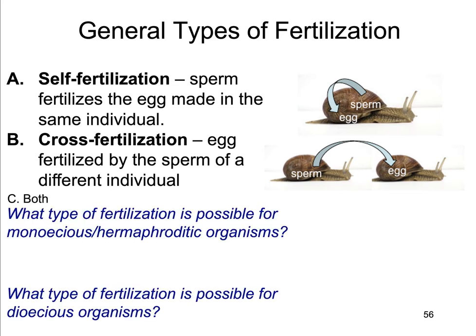So, quick question. Between choices A, B, and C, what type of fertilization is possible for monoecious or hermaphroditic organisms? Can they do self-fertilization, cross-fertilization, or can they do both? And then what type of fertilization is possible for dioecious organisms? Remember, dioecious organisms are ones where you only have males and you only have females. Go ahead and answer that.